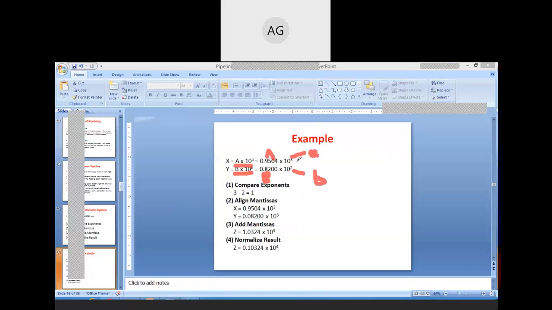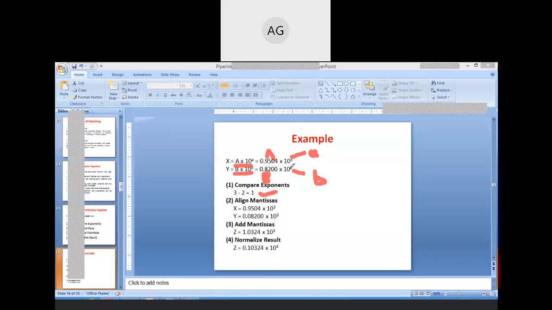In step 1, we need to compare the exponents. Here the first exponent small a is 3 and small b is 2. So we need to compare them: 3 minus 2 is 1. So our answer is 1. Then the second step is align mantissas. Here x is equal to 0.9504 into 10 to the power 3, and the given y value is 0.8200 into 10 to the power 2.